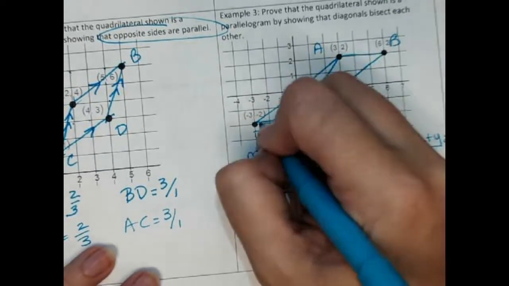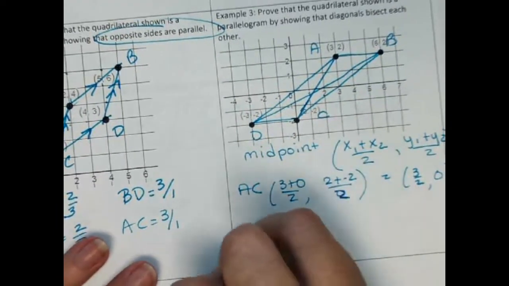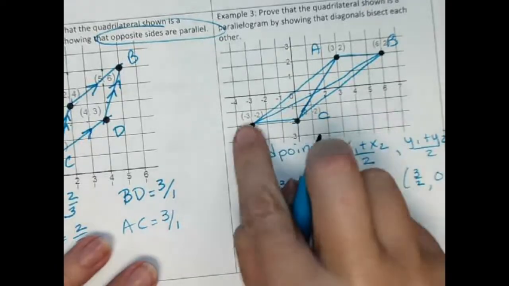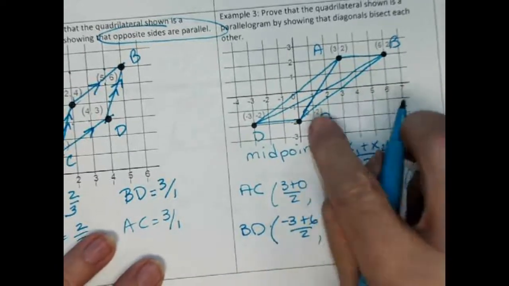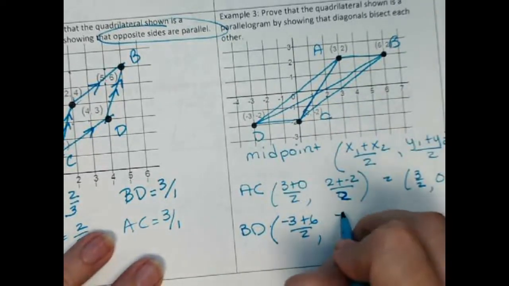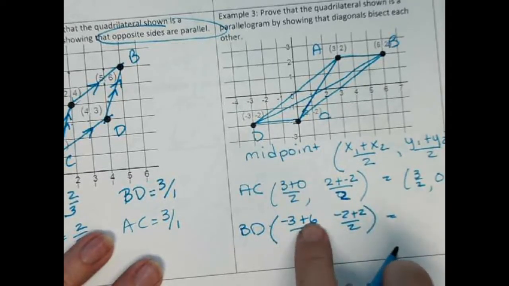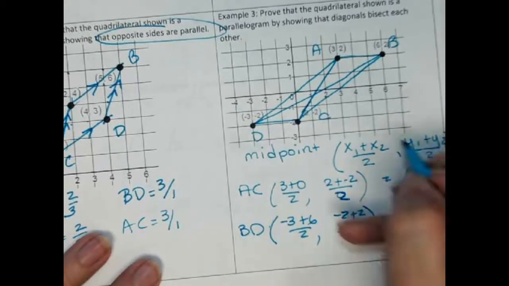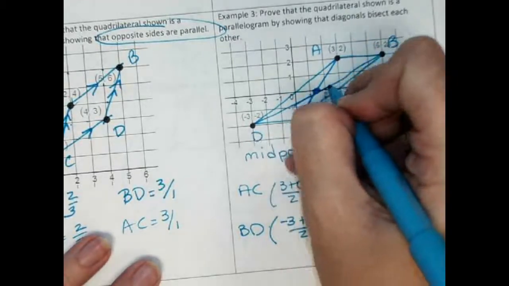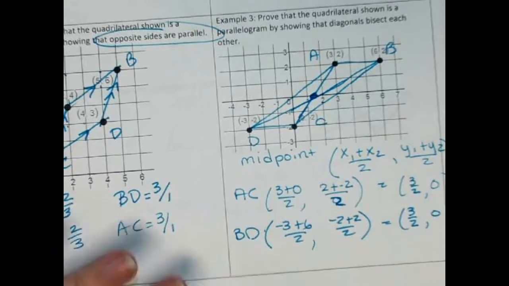And now let's find the midpoint of this one. BD, well, its x's are negative 3 and 6, and its y's are negative 2 and 2. So negative 3 plus 6 is 3 over 2, and negative 2 plus 2 is 0 over 2, so that's 0. And these two both have midpoints right there. I didn't draw it very straight, but their midpoints are both right there. So I've shown that they have the same midpoint, so they bisect each other.